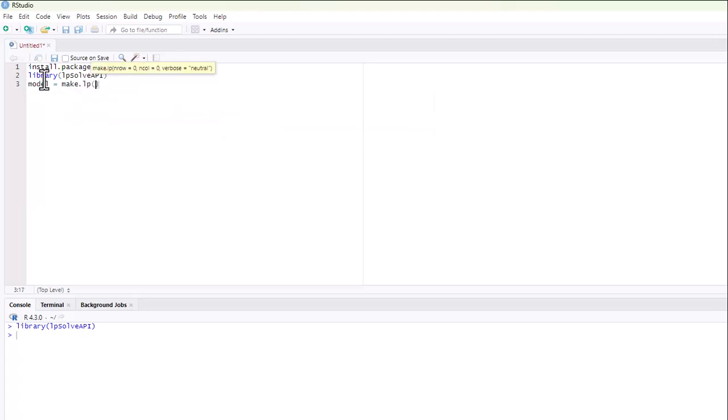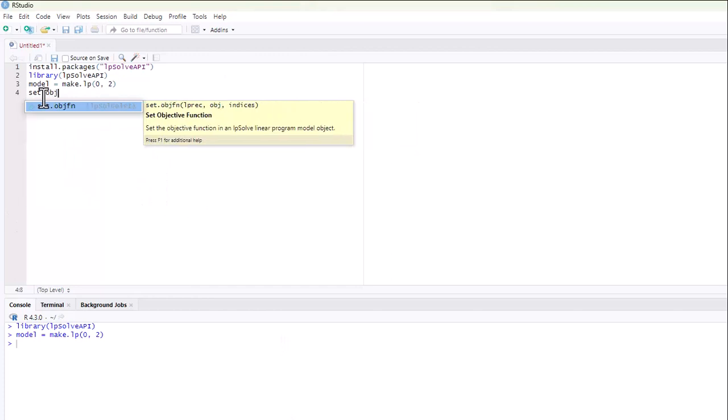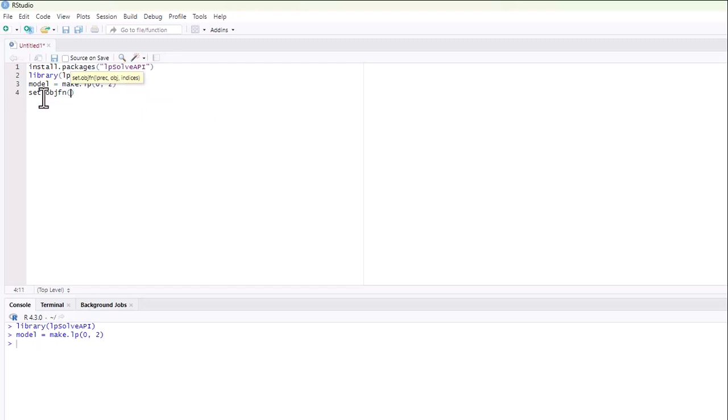Here, LP stands for linear programming, and 0, comma 2 means I have 0 rows and 2 columns, which is x1 and x2. And now we will set the objective function. There's our profit value. Okay, and then let's start adding the constraints.